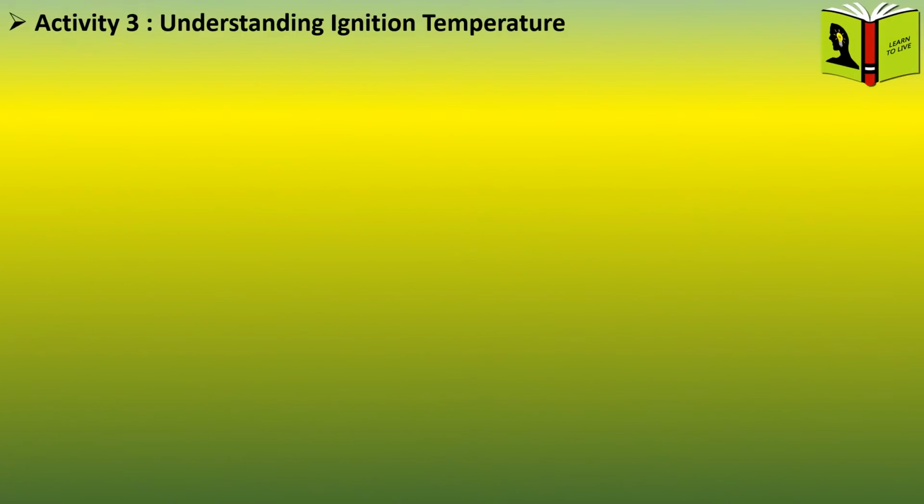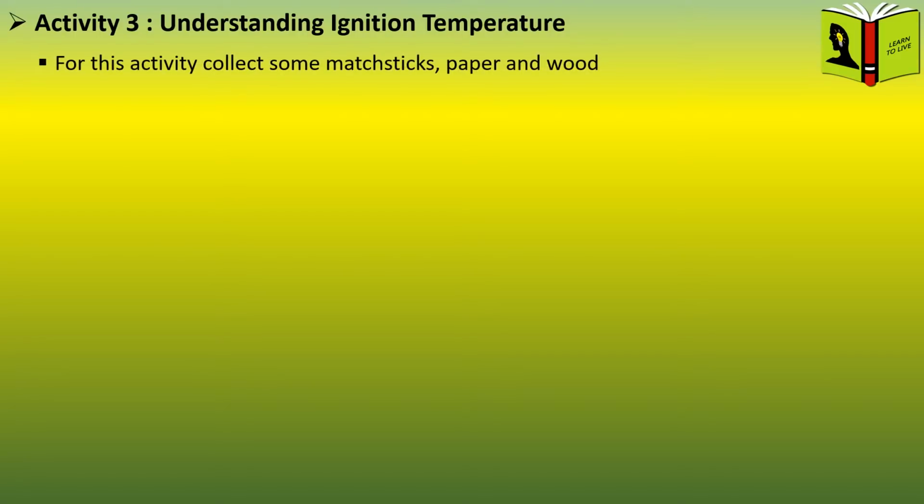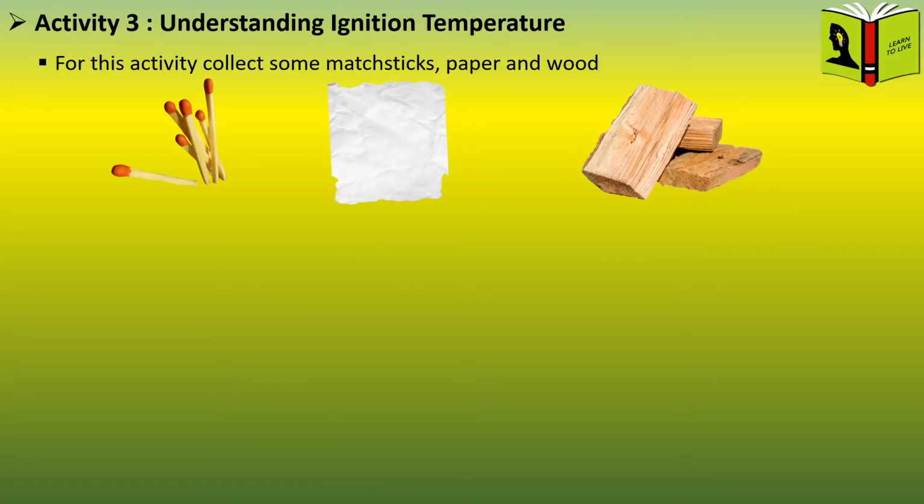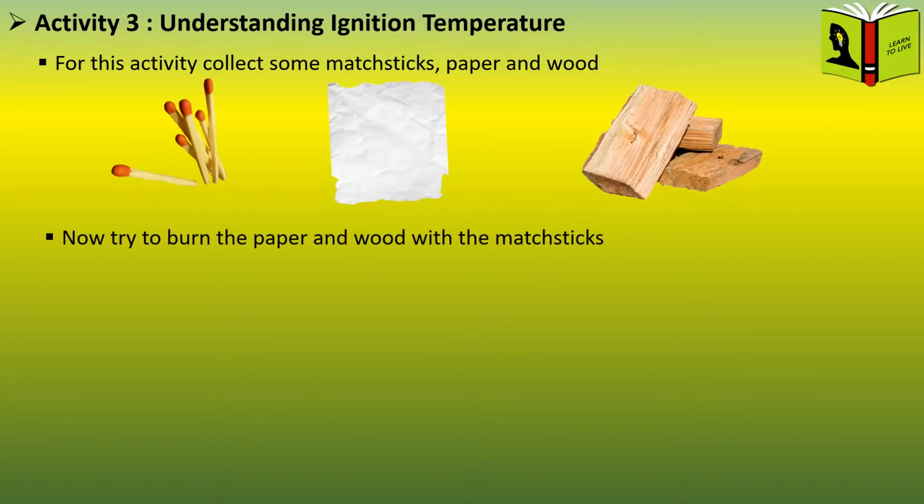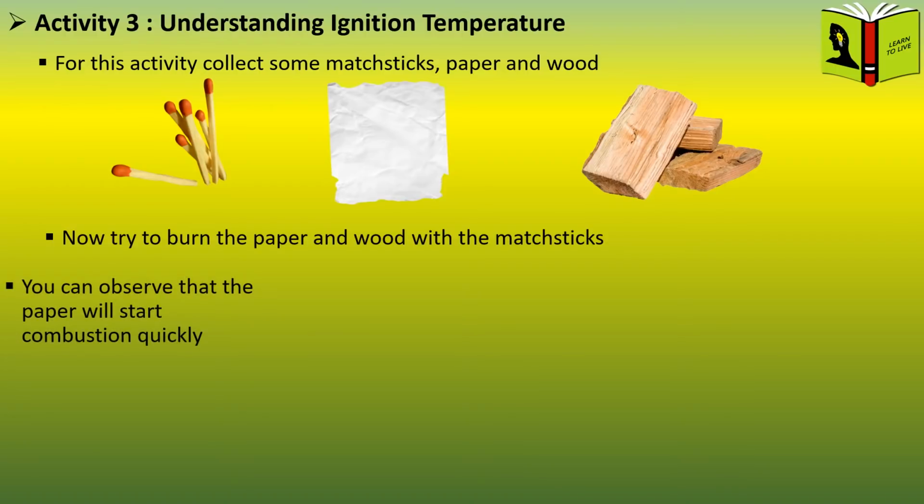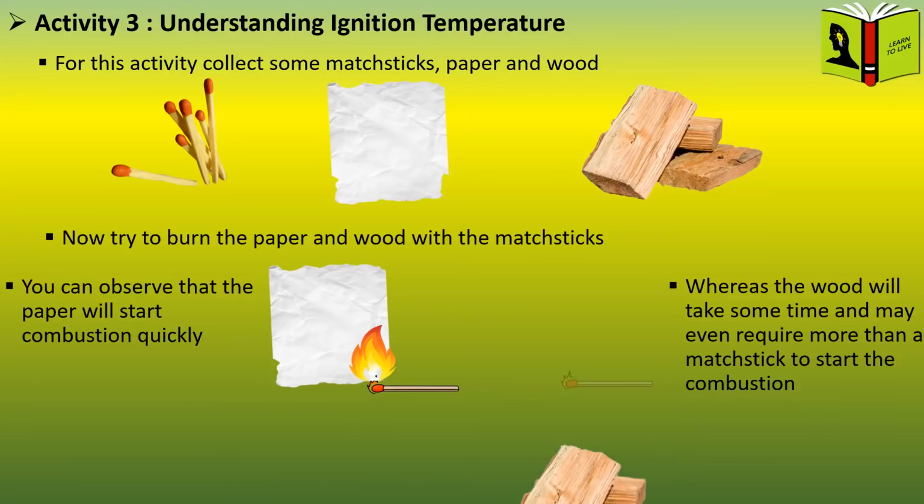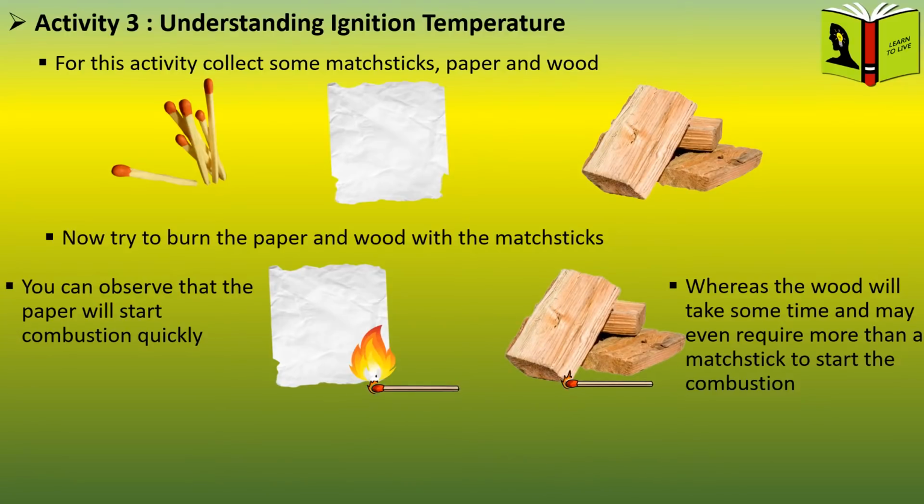Activity 3. Understanding ignition temperature. For this activity, collect some matchsticks, paper, and wood. Now, try to burn the paper and wood with the matchsticks. You can observe that the paper will start combustion quickly, whereas the wood will take some time and may even require more than a matchstick to start the combustion.